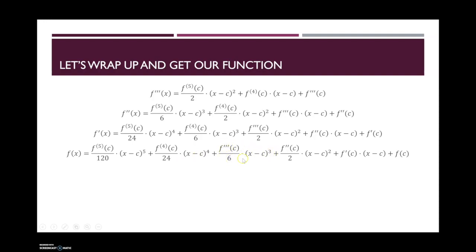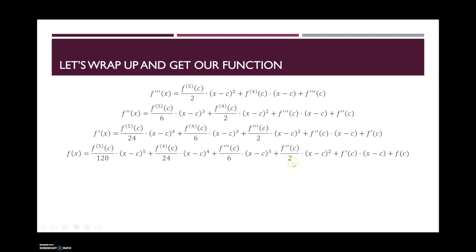We are third derivative over 6 times x minus c to the third, second derivative over 2 times x minus c to the second power, our first derivative times x minus c really to the first power, and then our f of c, which is not a derivative at all and has no power of x on the end. So if you noticed that pattern of the derivative number matching the power on x, well, there's one more pattern that develops when you take these antiderivatives all the way back to the beginning.